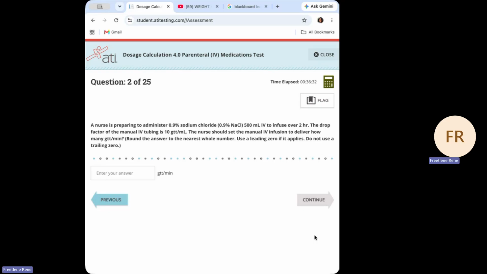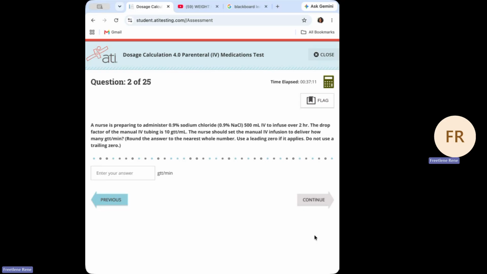It's not asking you GTT per hour, it's asking you GTT per minute. So now you're going to convert the hour into minutes, so that's going to be 1 hour over 60 minutes. So 1 hour equals 60 minutes. Now your equation should be 10 GTT over 1 ml times 500 ml over 2 hours times 1 hour over 60 minutes. The mLs are going to cross out, and the hour is going to cross out. That's going to leave you with the GTT and the minutes. So now you're going to cross multiply, and we'll start with the bottom.